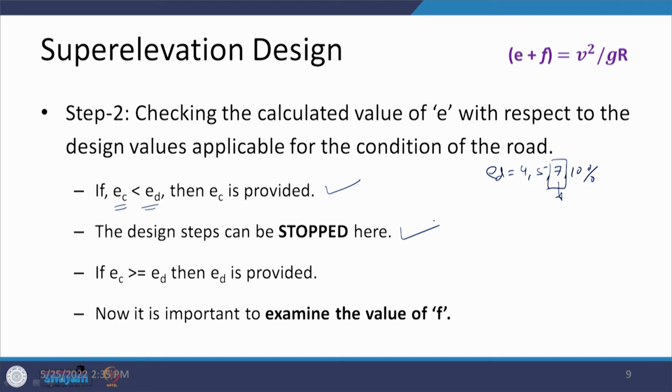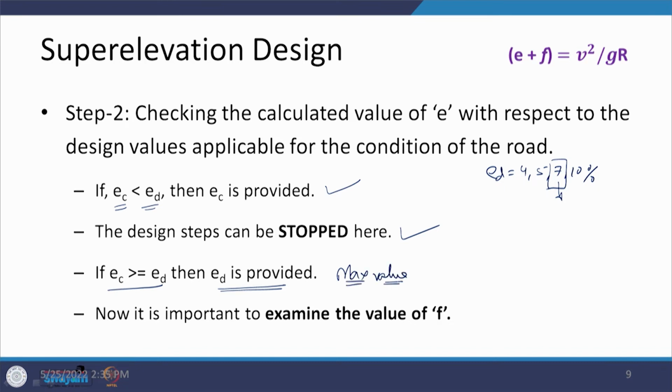That means EC can be provided and our work stops here. Whatever the speed and whatever the radius is, that particular system is able to sustain the effect of the centrifugal force, because EC is less than the design value. But there may be a condition where EC is either equal to ED or more than ED, which is the design value. Then we need to provide the value of ED, because that is the maximum value.